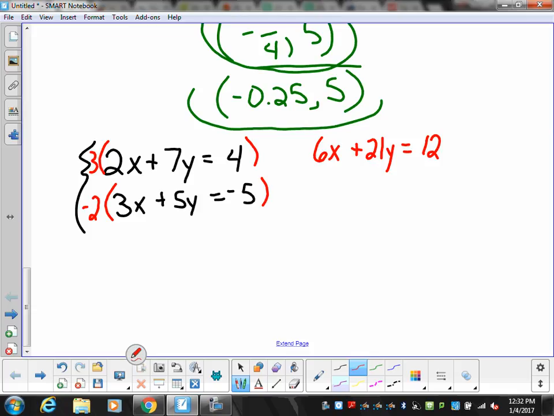In that second equation, negative 2 times 3x is negative 6x. Negative 2 times 7y is minus 14y. And negative 2 times negative 5 is a positive 10.